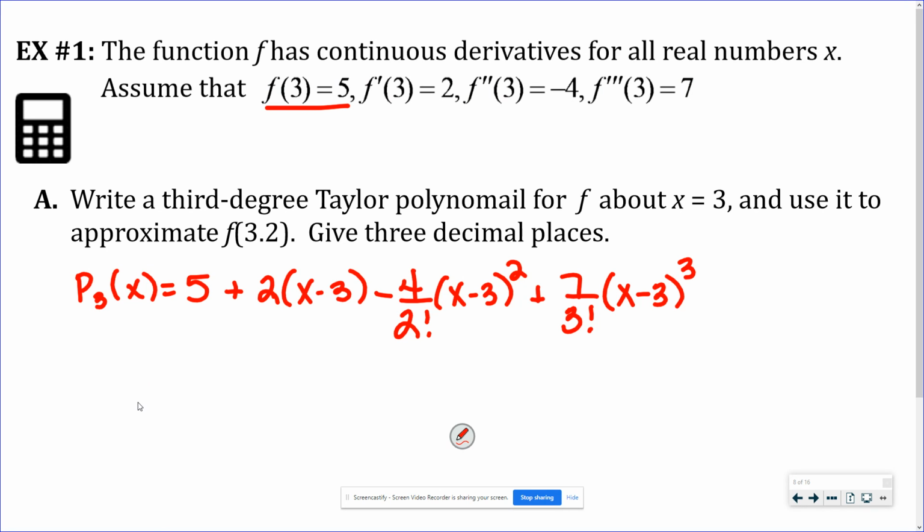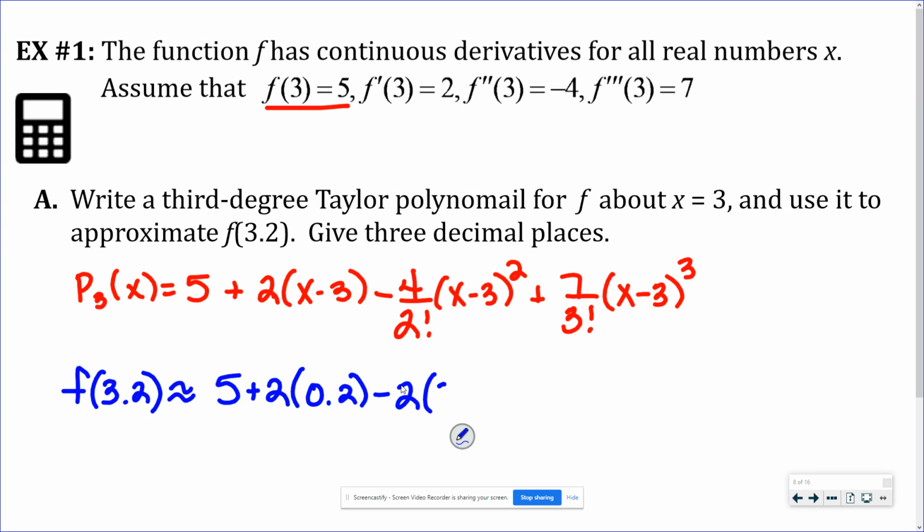Use this to approximate f of 3.2. So remember that your Taylor polynomial models or estimates your function. So if I want to find f of 3.2, I can use the Taylor polynomial to do that by plugging in 3.2. So in the parentheses, I would have 0.2 if I subtract. And I'm just kind of simplifying a little bit.